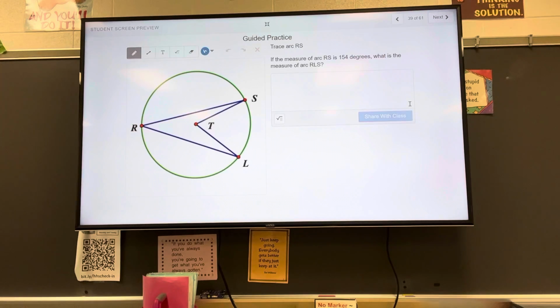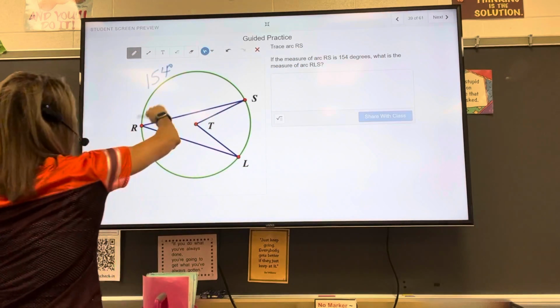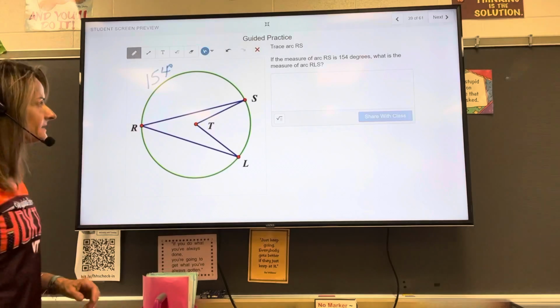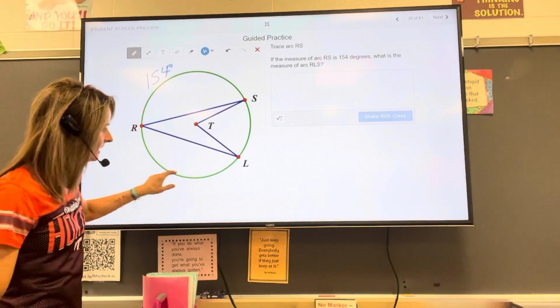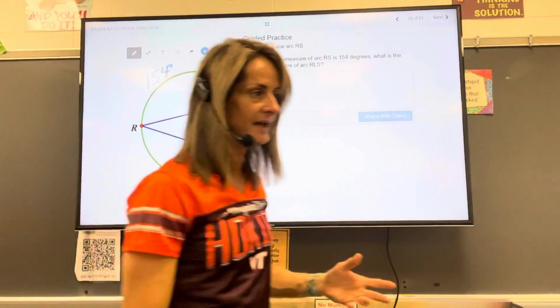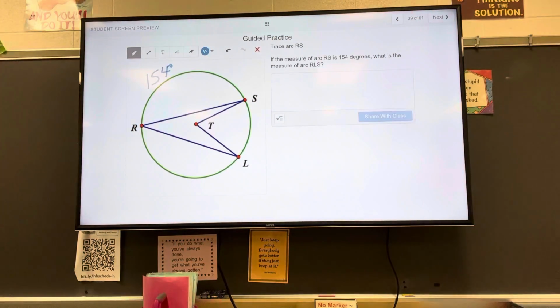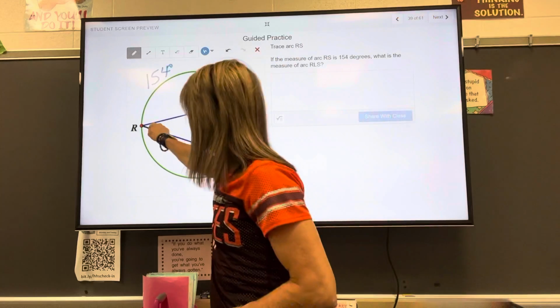Slide 39. If the measure of arc RS is 154 degrees, and here is arc RS, what is the measure of arc RLS? They can give you a diagram and ask you really anything. In this problem, they're not even asking about those angles. They are asking about the measure of this arc here, RLS.